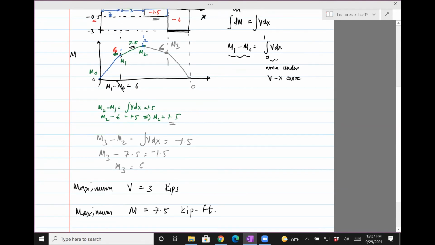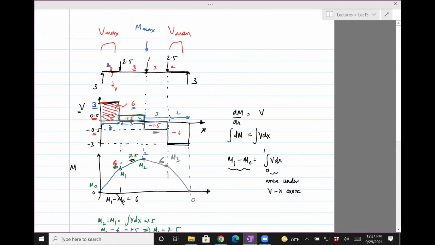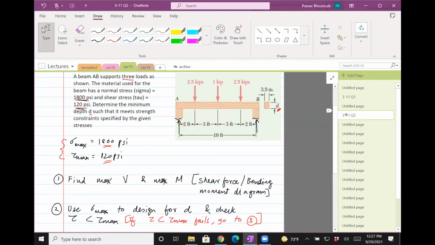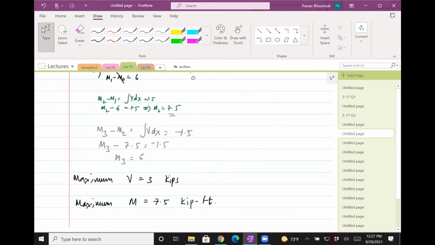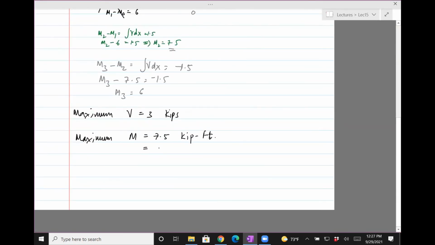Okay. Now what we'll do is, I believe that the dimensions are in inches, right? So let's just convert everything into the IPS system. So let's get rid of the feet. If you want to convert feet to inches, we need to multiply by 12, right? 1 foot is 12 inches. So multiply by 12, and we get kip inches.